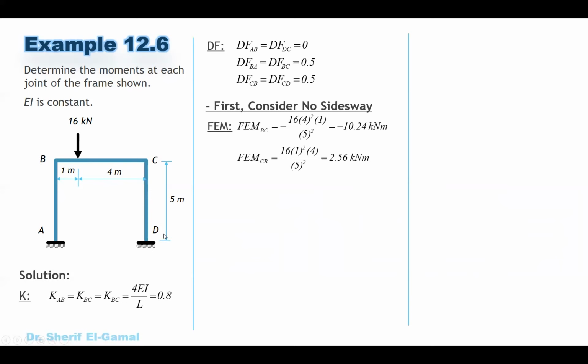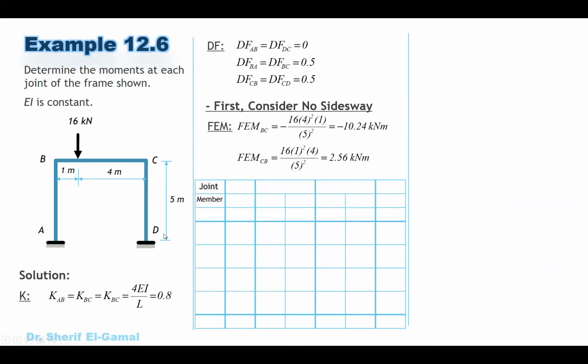Distribution factors are ready, so we can start making our table as we used to do. We have the joint, member, and distribution factors. So in the joints we have A, B, C, and D. For the members we have AB. Then at joint B we have BA, BC. At joint C we have CB and CD. And then at D we have DC.